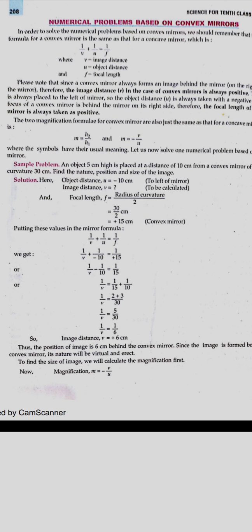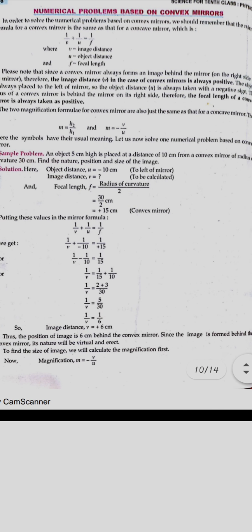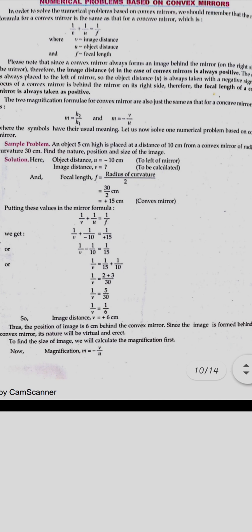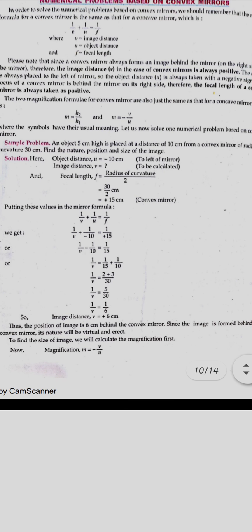See the sample problem here: an object 5 cm high is placed at a distance of 10 cm from a convex mirror of radius of curvature 30 cm. So the focal length is just half the radius of curvature. If we halve it, we get the focal length, so f's value will be 15 cm.